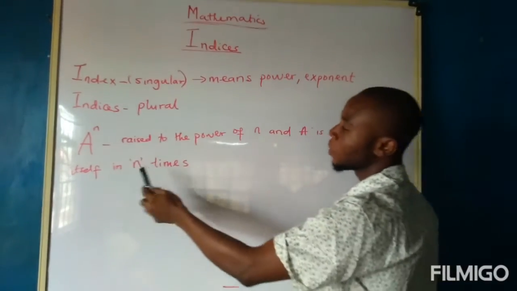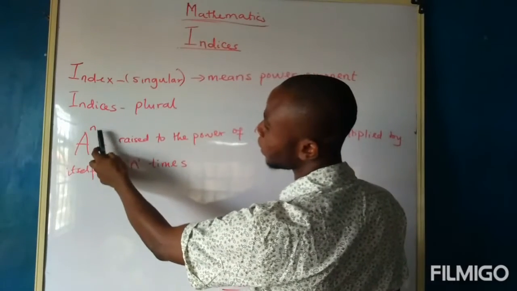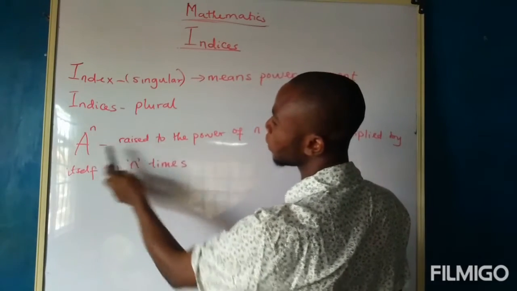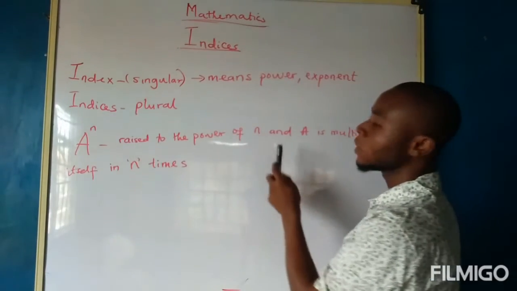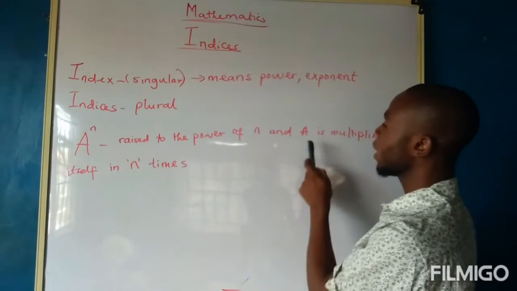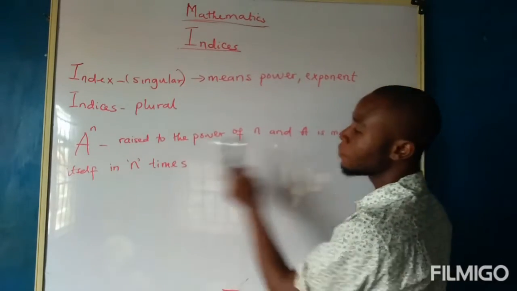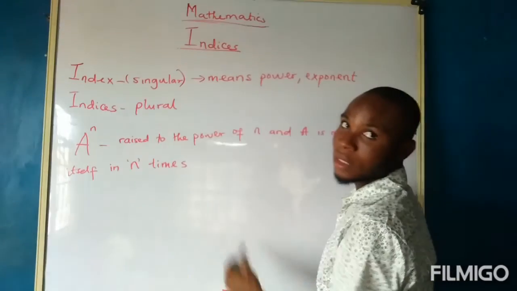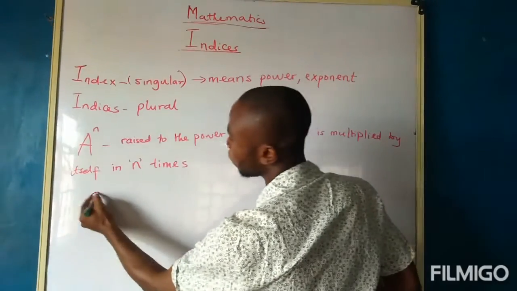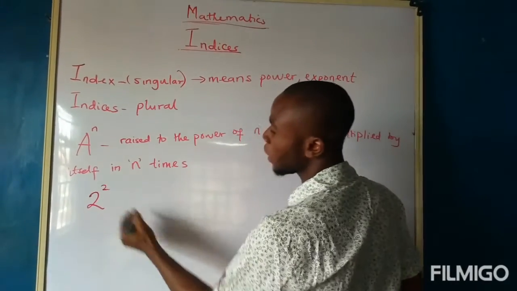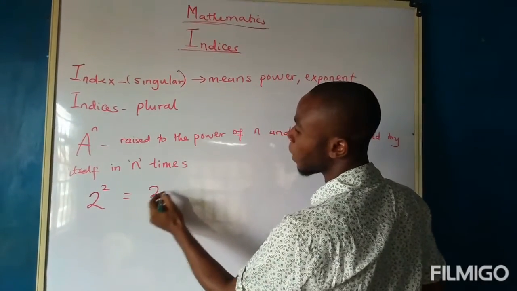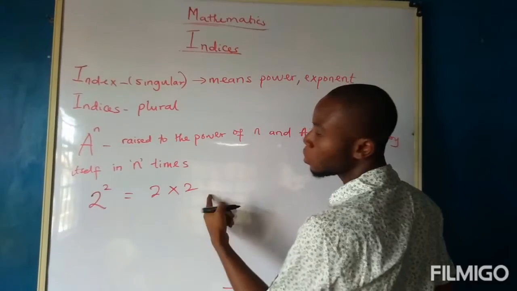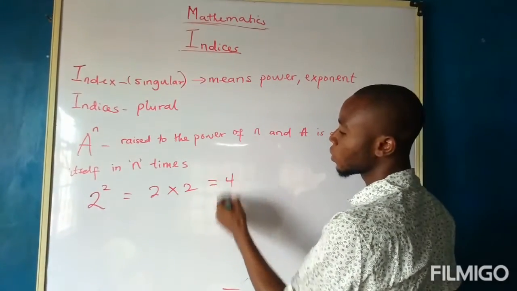So this is an example of a number with an index n, a raised to the power n. It means that a is raised to the power of n, and this literally means a is multiplied by itself n times. Just like saying you have 2 raised to the power 2. It means 2 multiplied by 2, 2 times. This is going to give us 4.